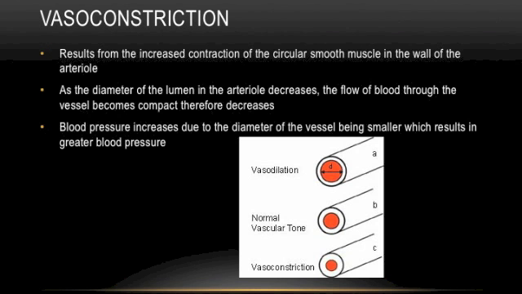Vasoconstriction results from the increased contraction of the cellular smooth muscle in the wall of the arteriole. As the diameter of the lumen in the arteriole decreases, the flow of blood through the vessel is compacted, so it decreases. This means blood pressure against the blood vessel wall is greater. We can use this idea to think about the wildebeest exercising.